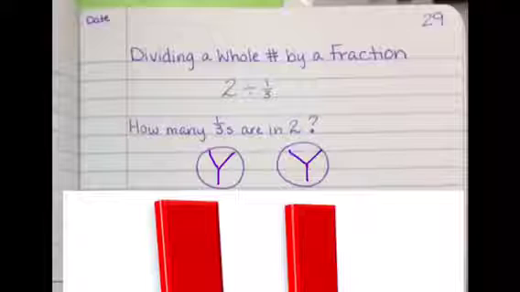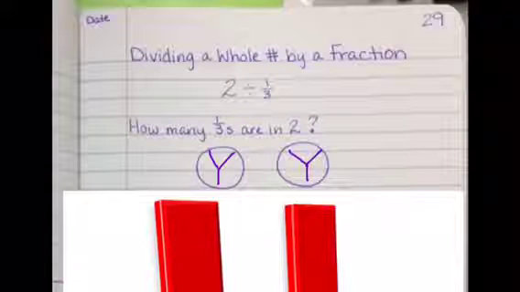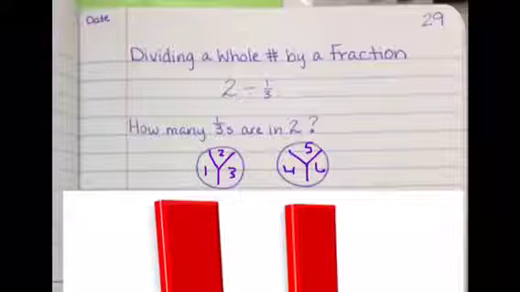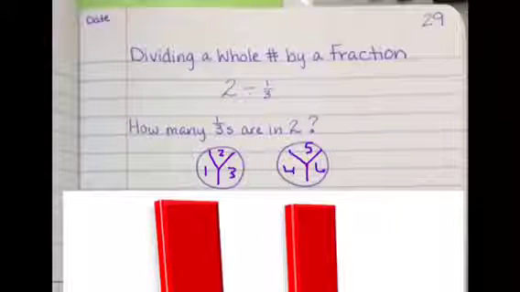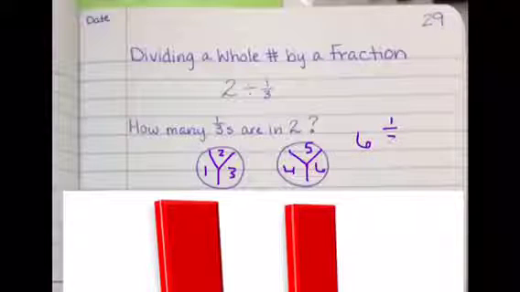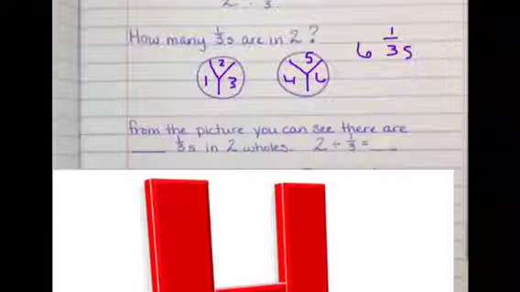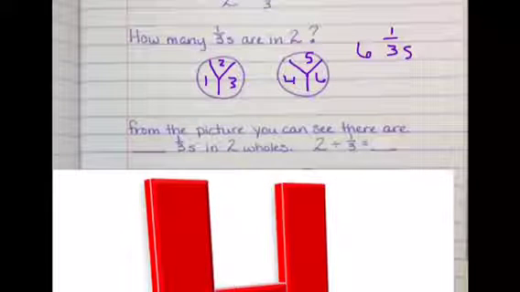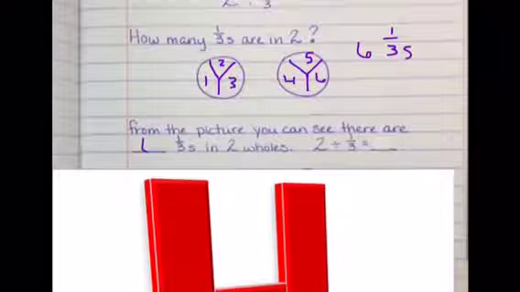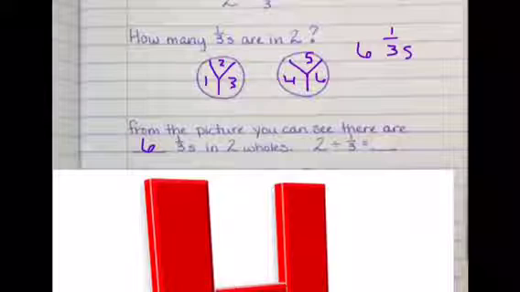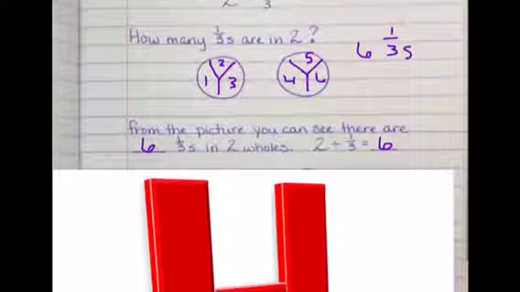Okay? How many thirds did we get? We can count it as 1, 2, 3, 4, 5, 6. So we've got 6 thirds. From the picture you can see that there are 6 thirds in 2 wholes. 2 divided by 1/3 equals 6.